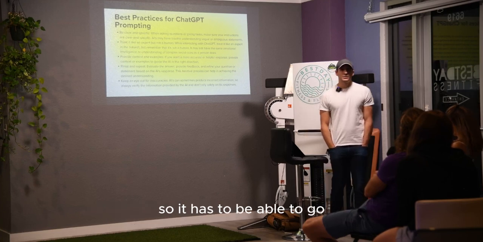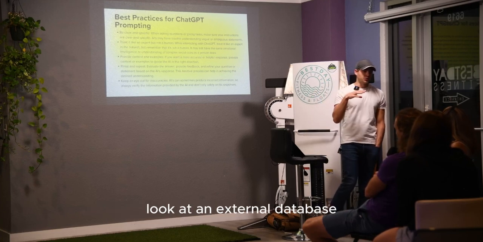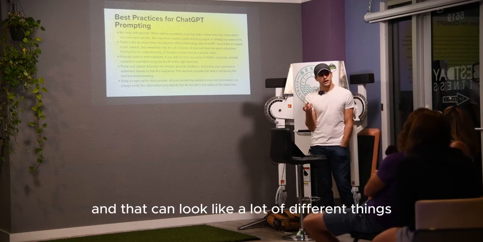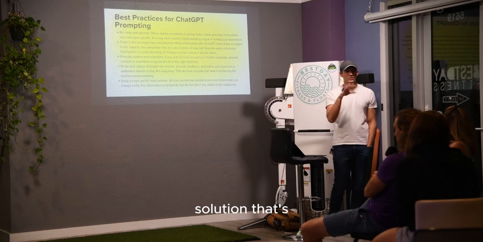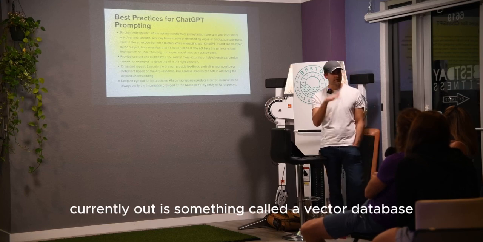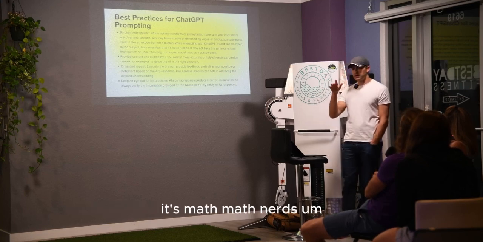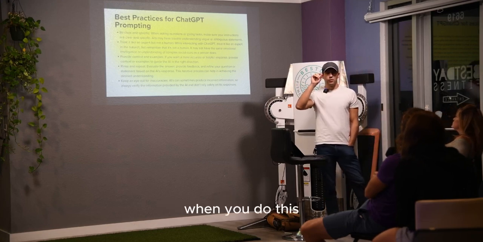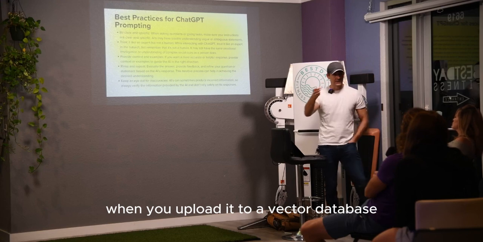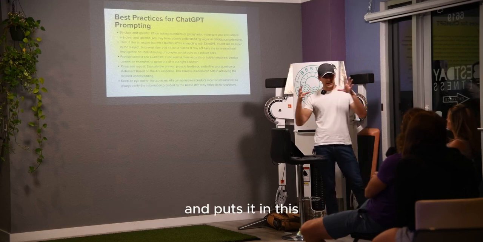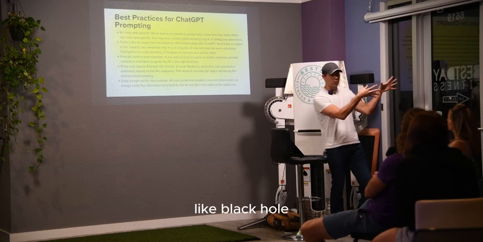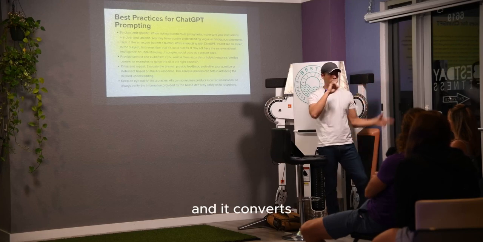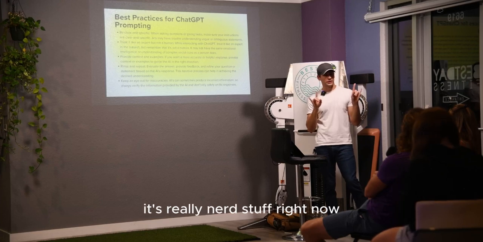So it has to be able to go look at an external database to pull that information. And that can look like a lot of different things, but the best solution that's currently out is something called a vector database, which is, it's math nerds. Essentially, when you upload it to a vector database, it converts it into coordinates and puts it in this black hole of space and math computations. And it converts the different aspects and the different words. It's really nerd stuff right now.